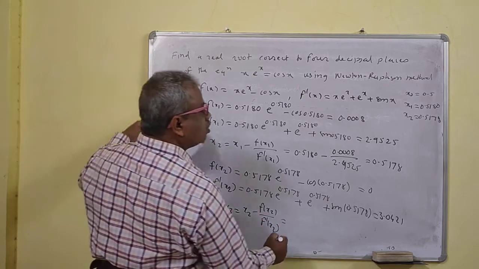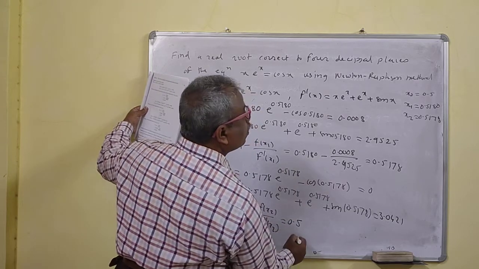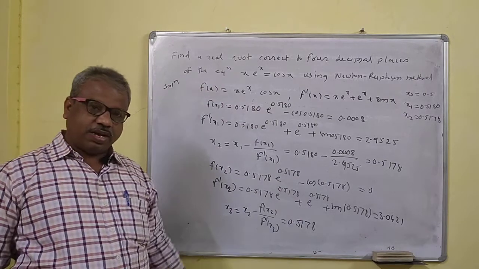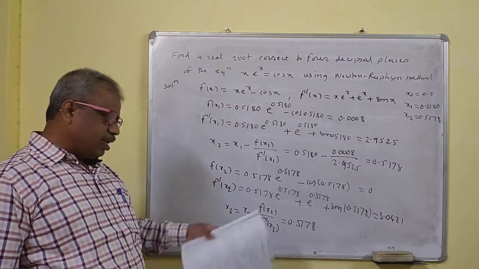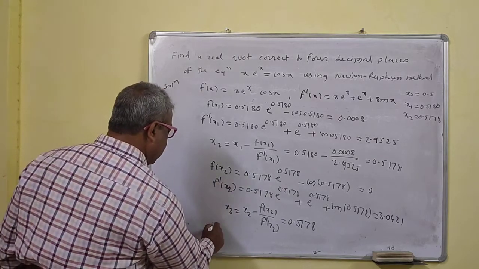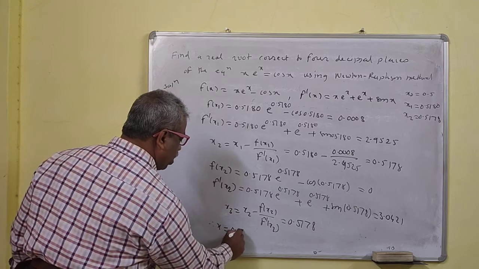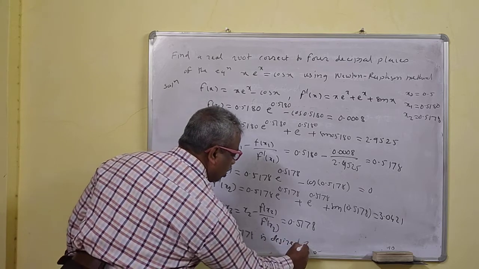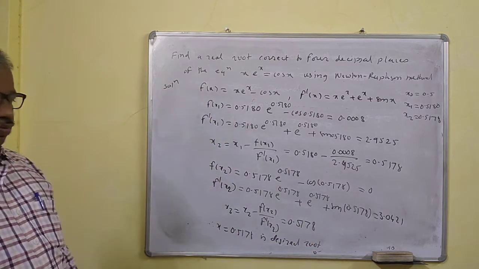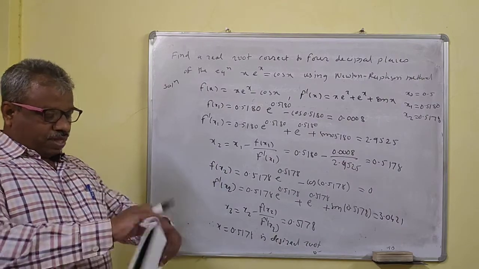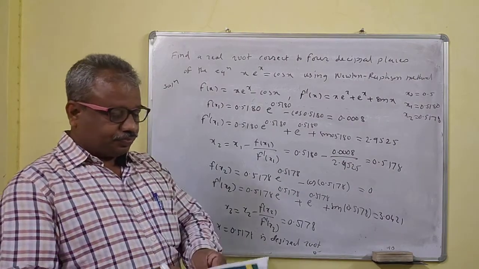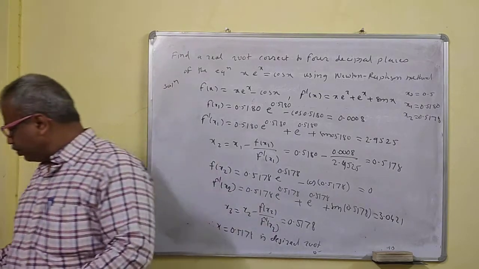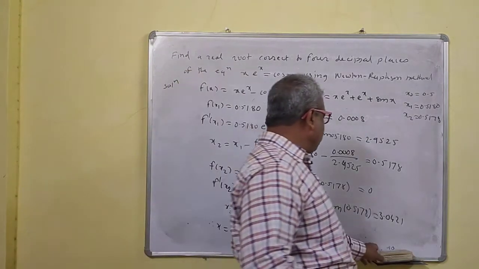So x2 is 0.5178 only. We get this up to the correct digits because f of x2 is 0 now. Therefore x3 is equal to 0.5178, which is the desired root. So now we have solved 3 problems here. I hope that you understand this one. Now we'll solve the next problem.